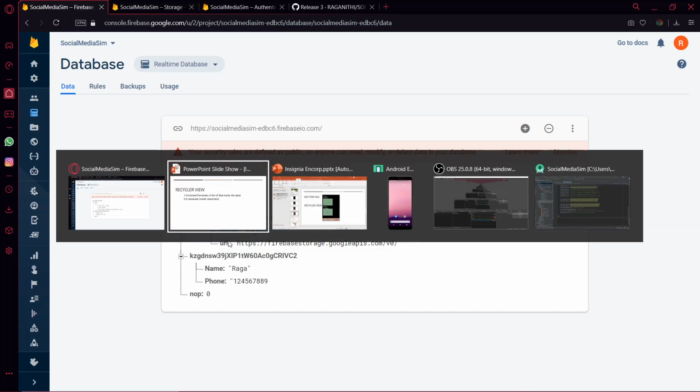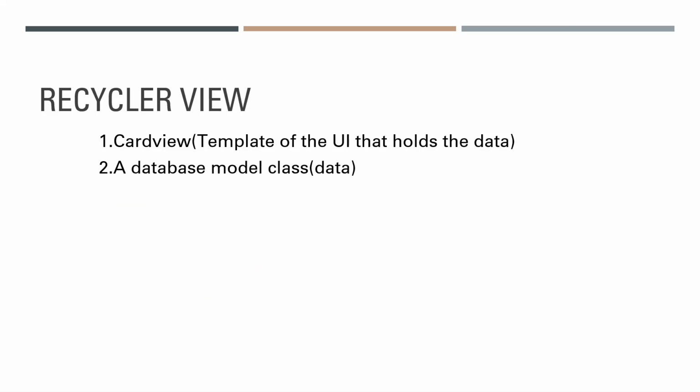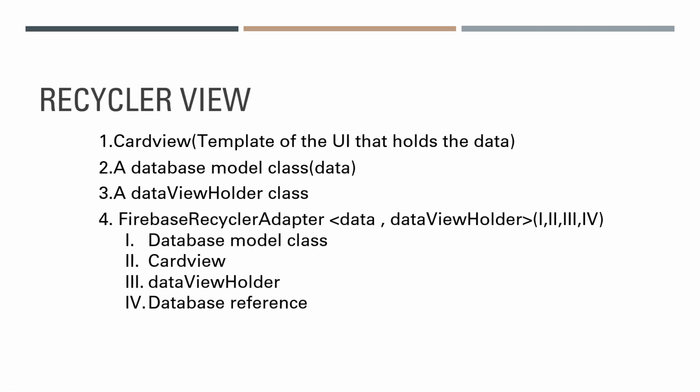So we'll be having that model class, and then we'll be having two things. Will be our data view holder. This data view holder will basically take one instance of this database model class, fit it into this card view, and then it will make it into an item. So this item will then be pushed into our recycler view with the help of the second thing, which is our Firebase RecyclerAdapter. This Firebase RecyclerAdapter takes the database model class and data view holder as two wrapper class parameters.